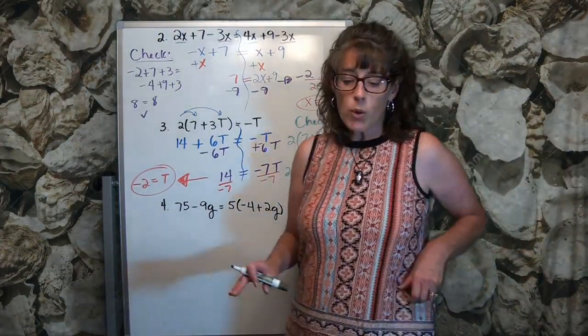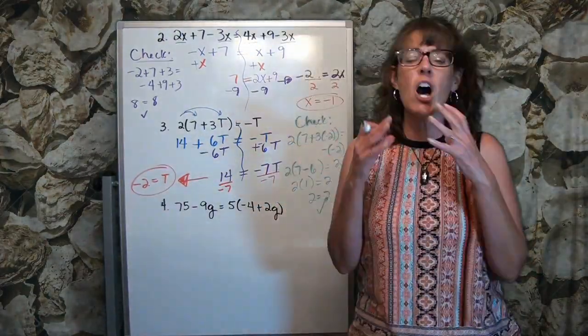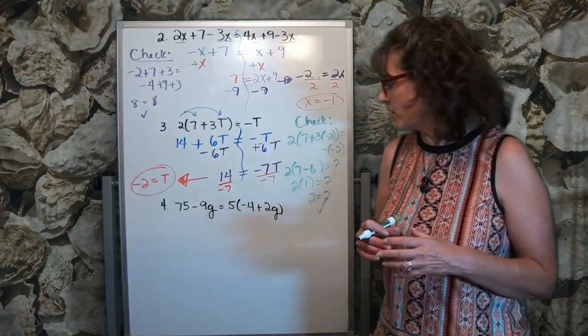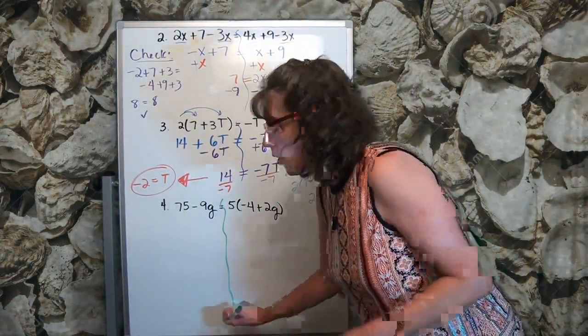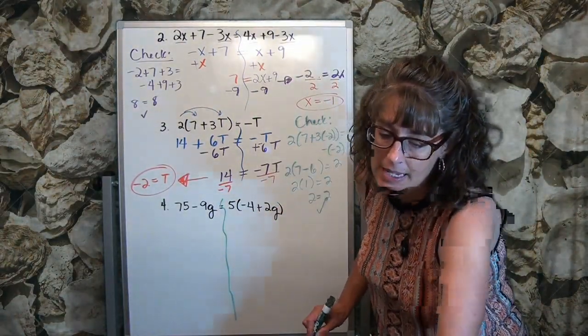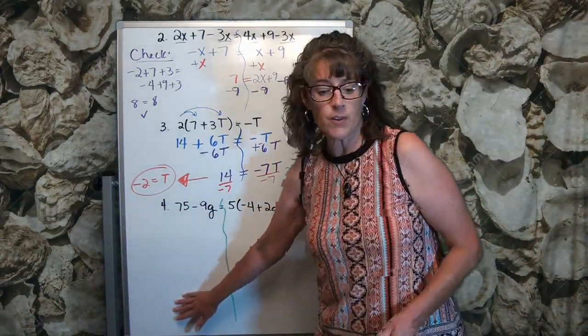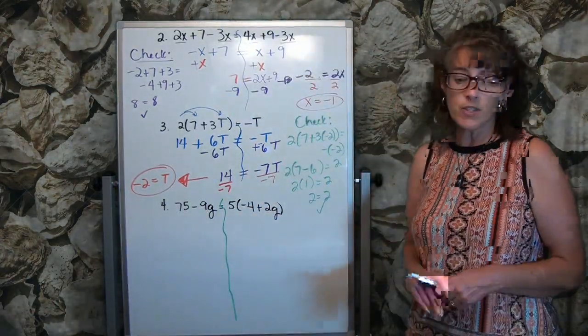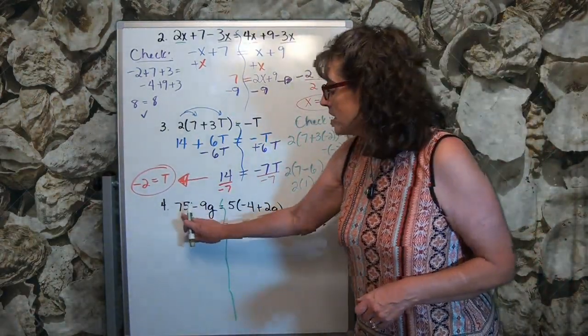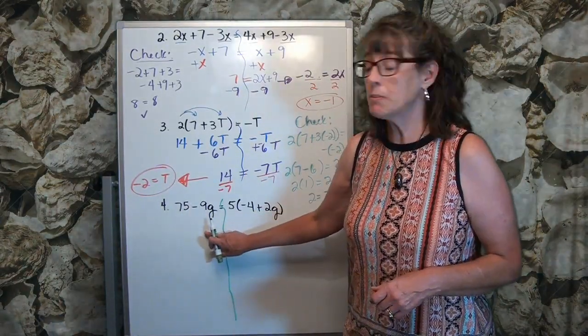Okay, one more, and then I have a couple more that I want us to do. I will get lots and lots of examples. I want you to feel comfortable with everything. So here's that wall, and like we keep saying, I need to make sure that everything is simplified on this side of the wall, and everything is simplified on this side of the wall. So these two are not like terms. I cannot put them together.